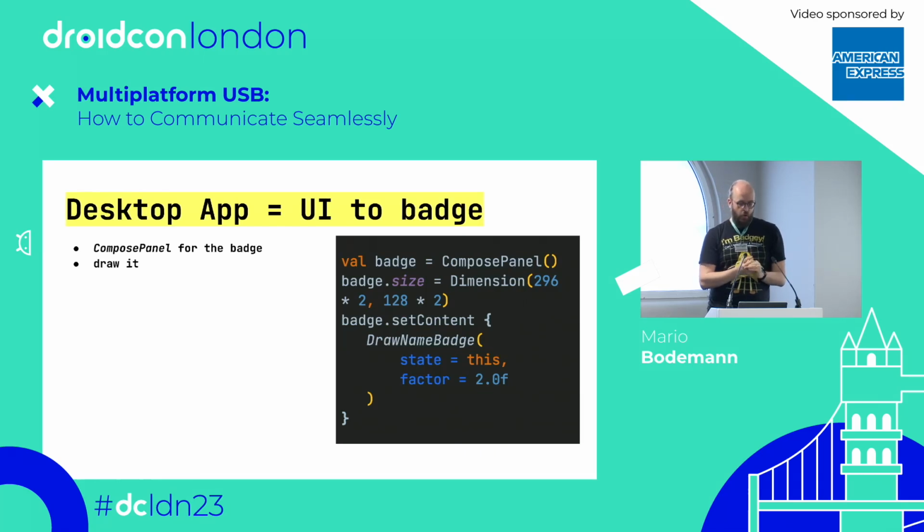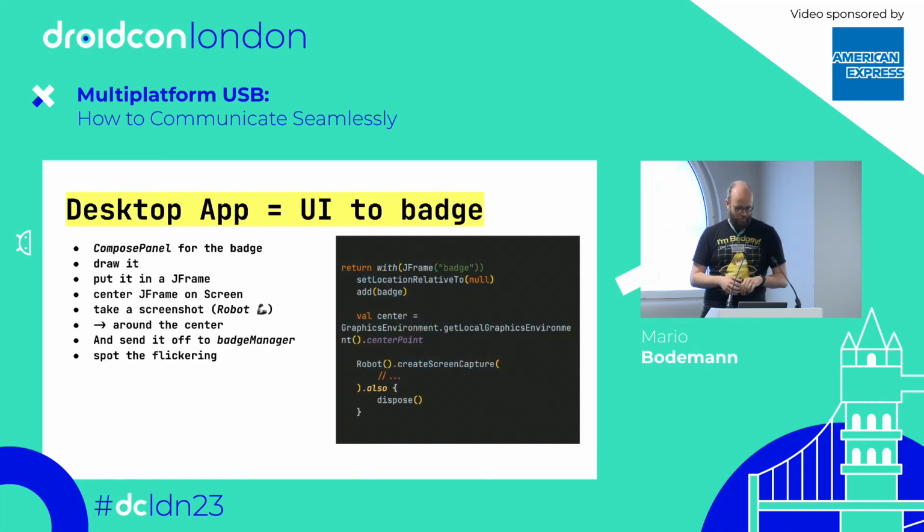But in order to actually create an image that represents the badge we were seeing on the screenshot before, I have to create a panel, right? We remember panels from Swing, I think. But luckily with Compose, we can say, create me a panel with the composable inside. And then we go to the part I'm not proud of, but at least I made it work, so that's why I'm proud of it: I take this panel, put it into a JFrame, put the JFrame centered on the screen, use Robot to take a screenshot of the center of the screen by the size of the badge, and then dispose of the window.